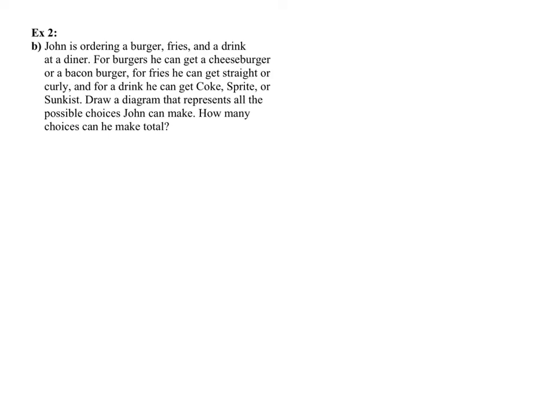Example 2. John is ordering a burger, fries, and a drink at a diner. For burgers, he can get a cheeseburger or a bacon burger. For fries, he can get straight or curly. And for a drink, he can get Coke, Sprite, or Sunkist. Draw a diagram that represents all the possible choices John can make. How many choices can he make total? Alright, so let's see.